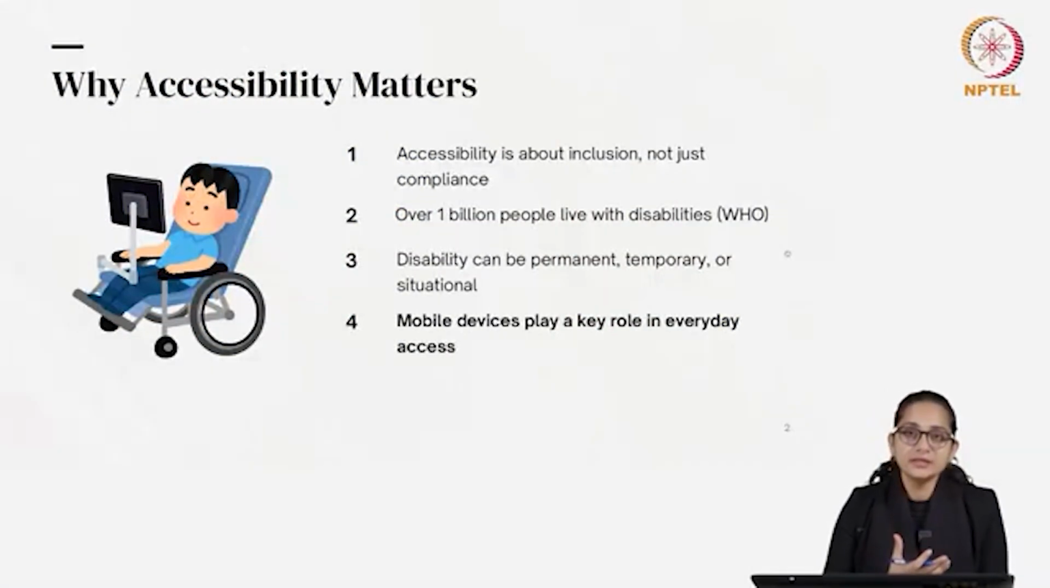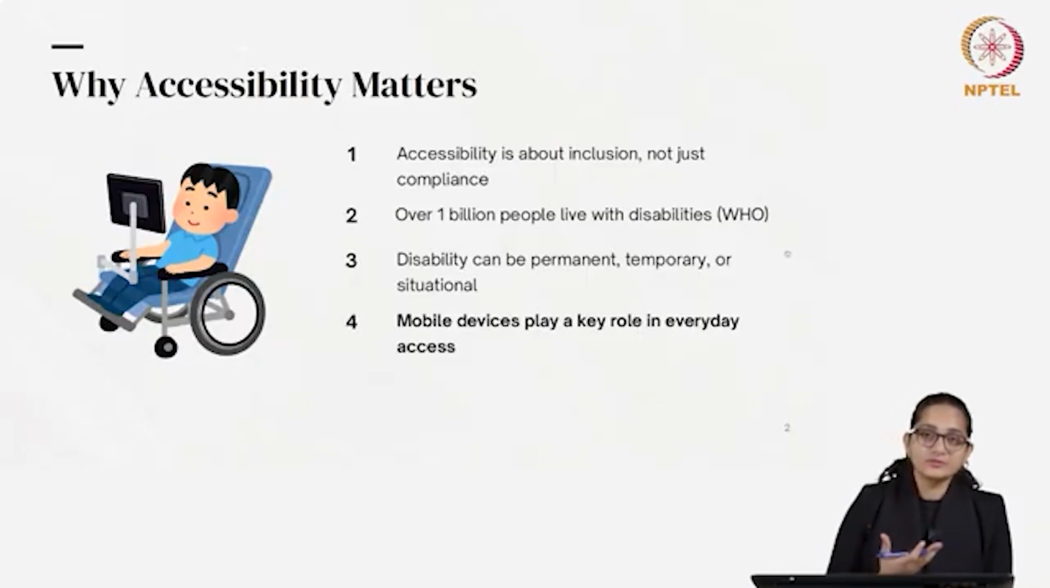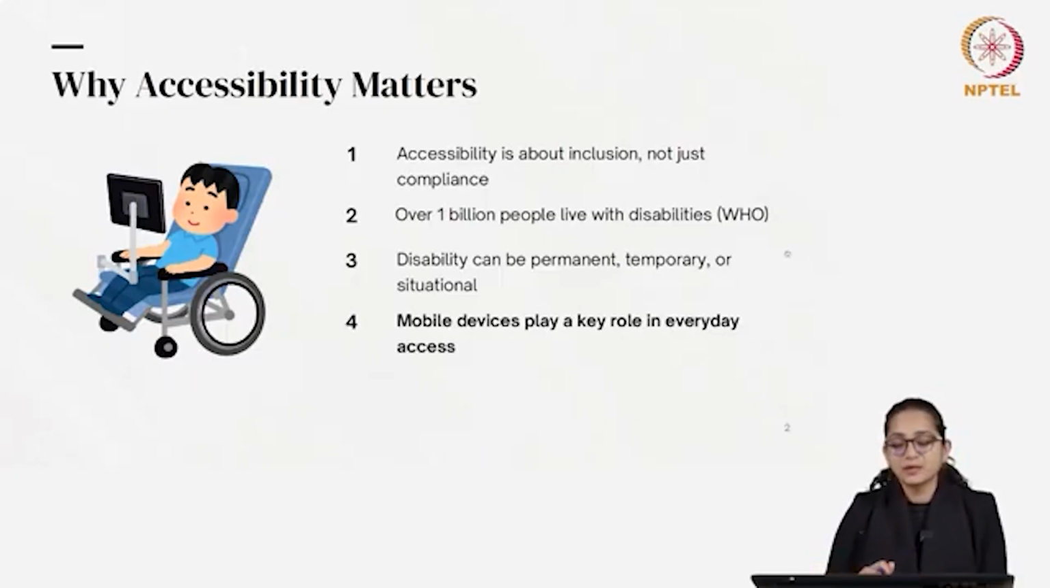So first is definitely, we've been reiterating throughout this course why accessibility matters, and accessibility is about inclusion and not just compliance. It's not just about following the law or some compliance and guidelines of WCAG. It is beyond that, because we are enabling access to more than 1 billion people living with disabilities according to WHO. Right? And disabilities can be of various kinds: permanent, temporary, situational.